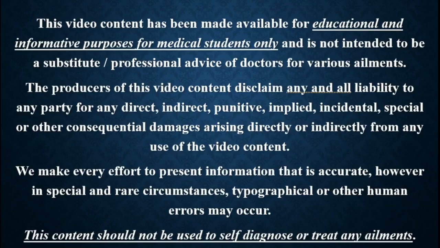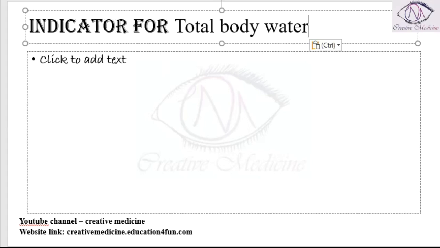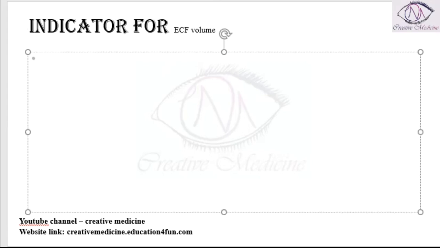In this lecture, we will learn about the indicators for extracellular fluid volume. Extracellular fluid volume can be measured by some non-metabolizable saccharides, saccharides which are not metabolized, like inulin, sucrose, mannitol, and raffinose. Inulin, sucrose, mannitol, and raffinose are the saccharides which cannot be metabolized.